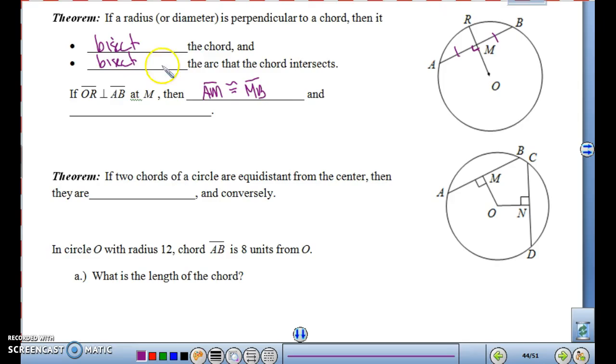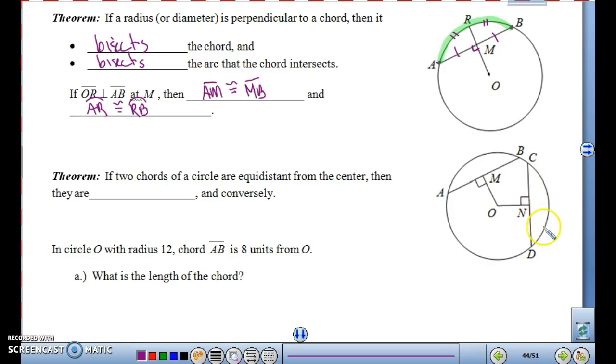And also, it bisects the arc that the chord intersects. So if we have our chord here, that intersects arc AB right there. And if the radius is perpendicular to the chord, it is also going to bisect the arc that it intersects. So that means that arc AR will be congruent to arc RB. So a radius that is perpendicular to a chord bisects the chord and also the arc that the chord intersects.